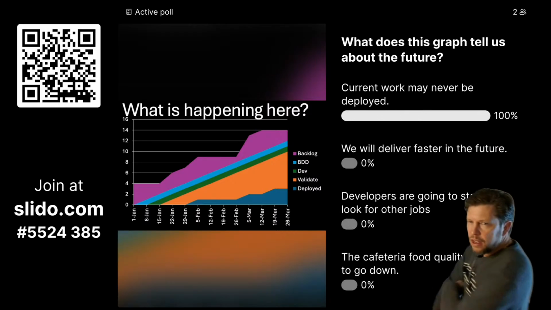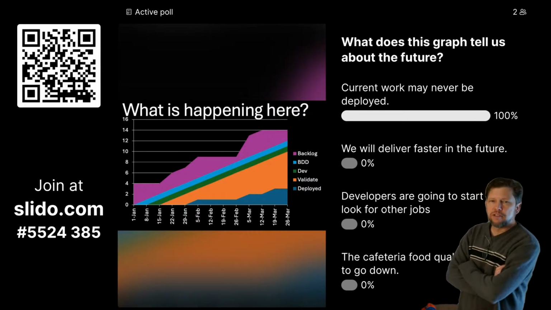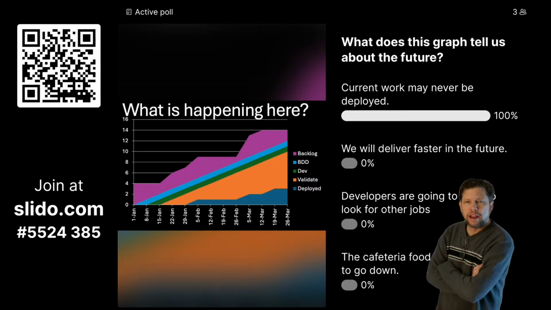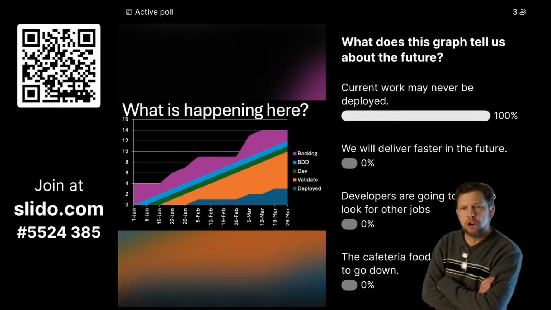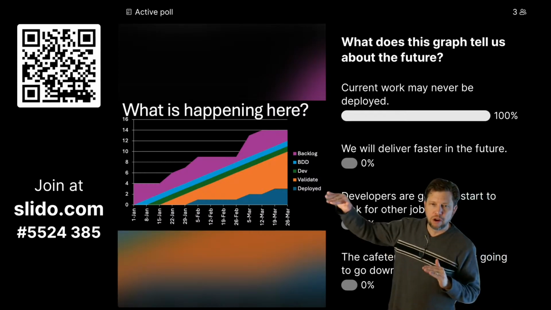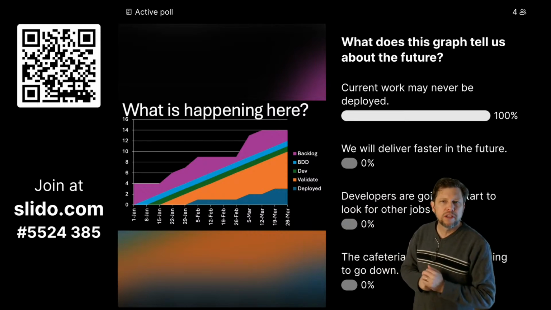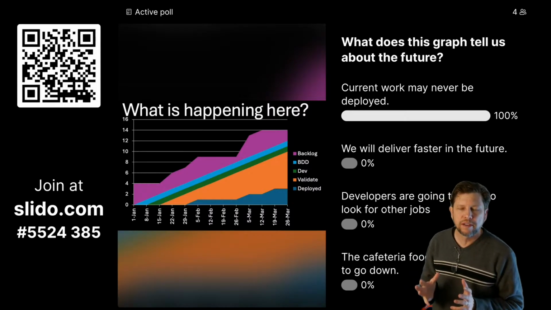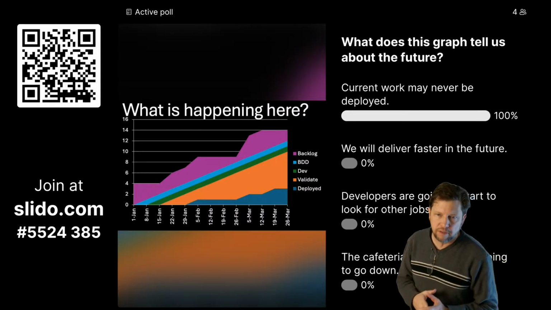But yes, we've got current work may never be deployed. It's starting to look like that, right? The work that's being pulled right now, based on the slope of that deployment growth, we might get to a point where this is never going to get deployed. We don't have a lot of evidence that our deployment process is keeping up with what's happening in validation.